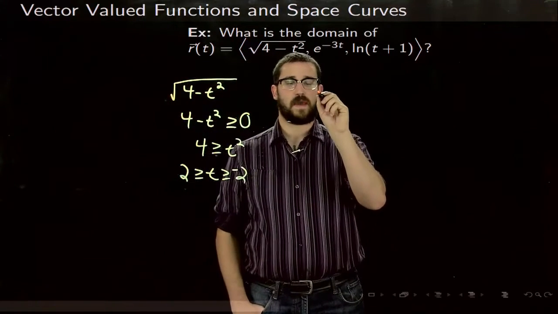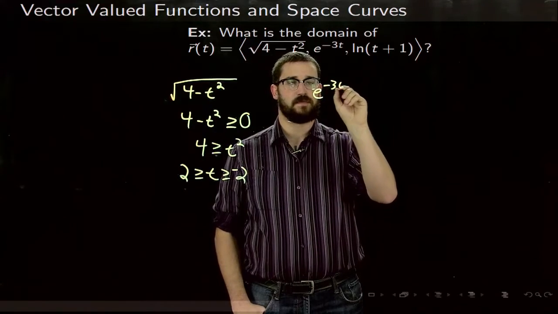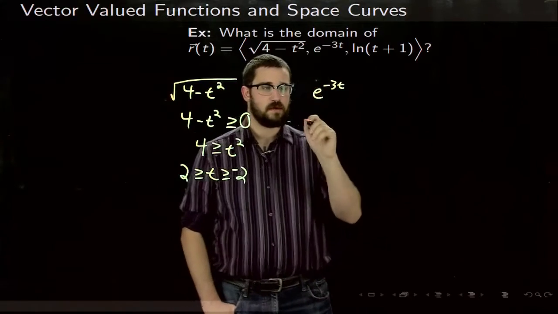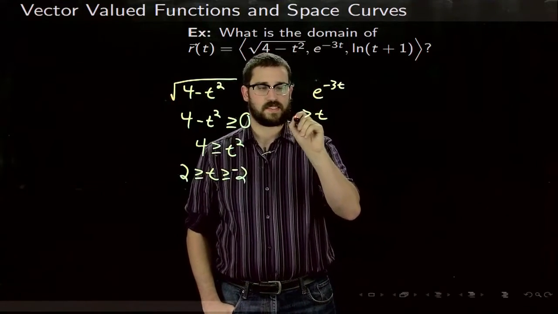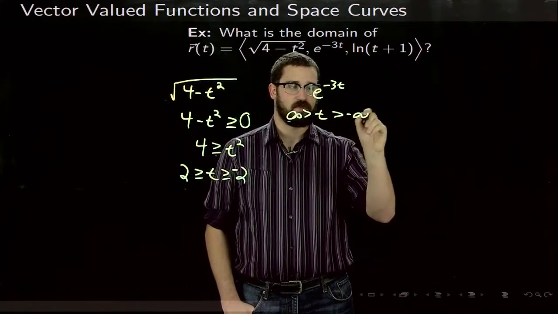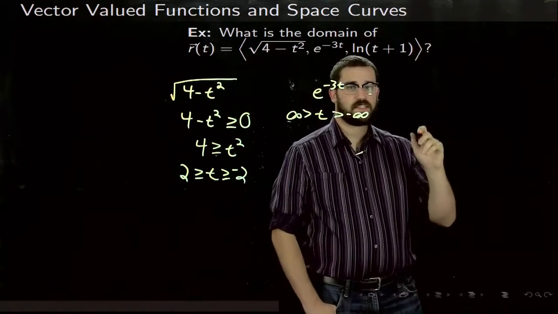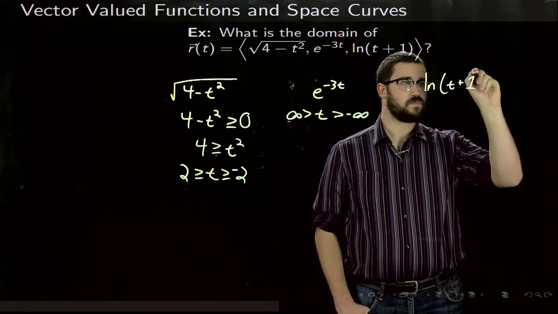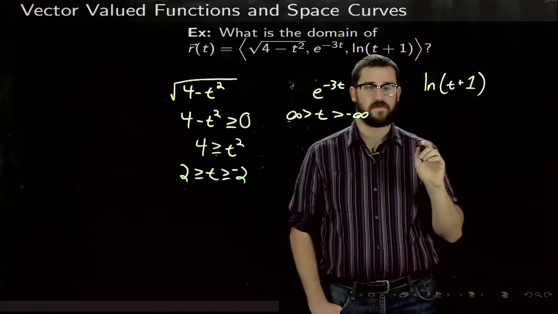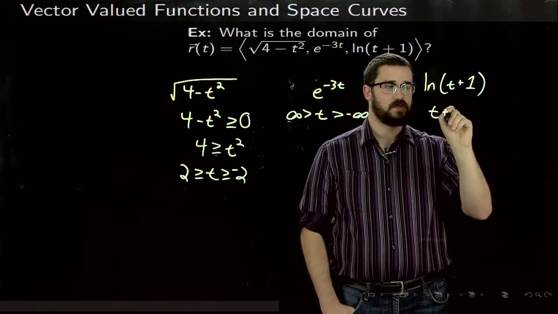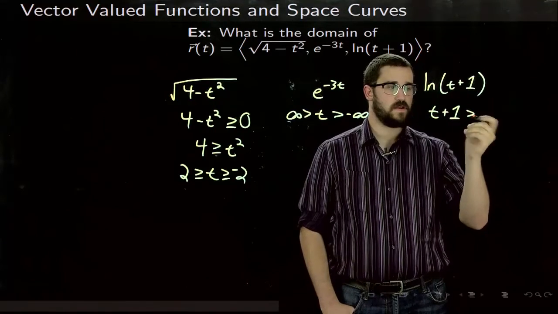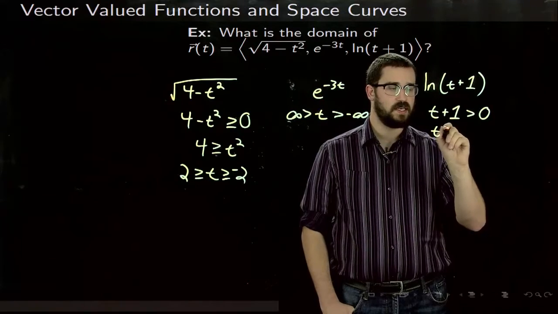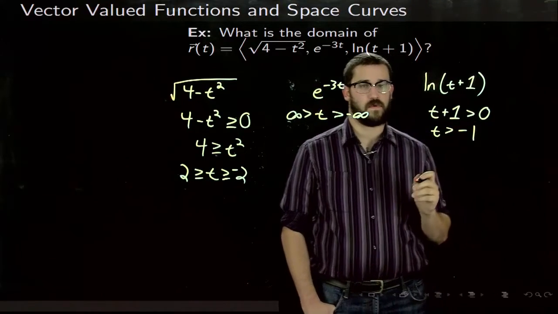Now, what is the domain of e to the minus 3t? Well, e can take any sort of input, so t has to be less than infinity and greater than negative infinity. That one was easy. The last one is: what is the domain of natural log of t plus 1? Well, in order for this to be a valid function, we know that t plus 1 has to be greater than 0, because log of 0 is undefined. In other words, t needs to be greater than negative 1.